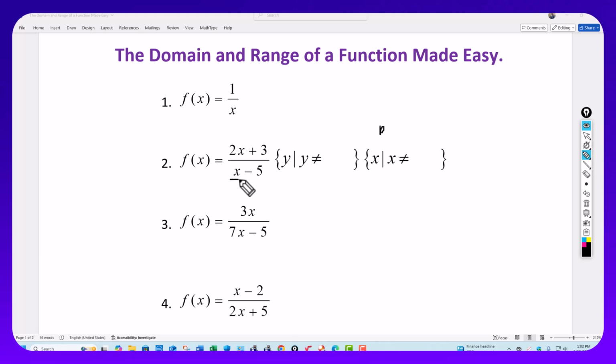We look at the denominator. What number makes the denominator 0? 5. So x cannot be 5. Domain then, restrict the 5. For the range, we use the shortcut. It's a over this c. So y cannot be 2. So domain for number 2, every number except 5. Range for number 2, every number except 2.